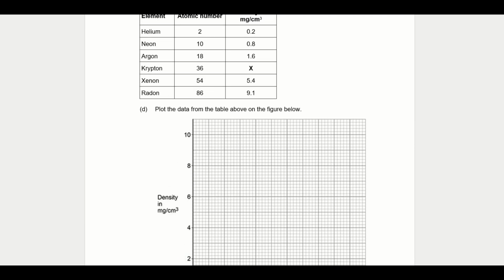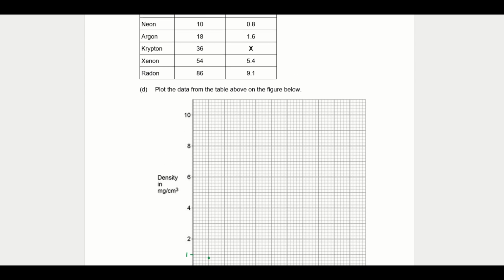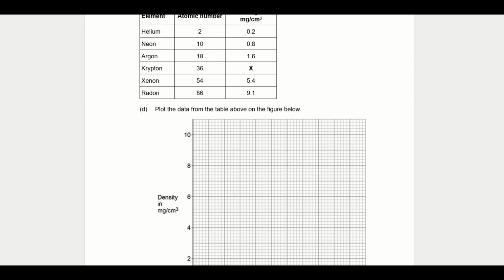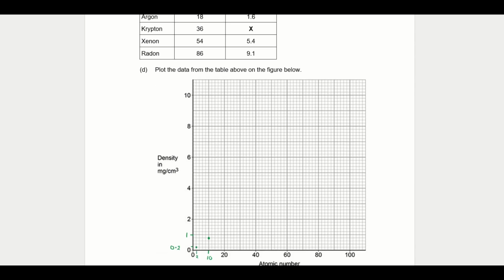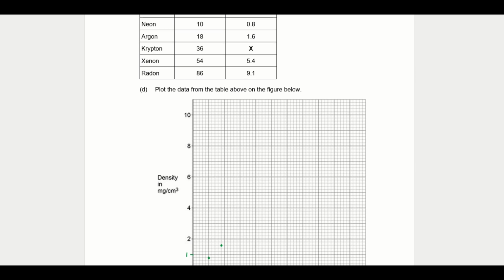And then it says neon has atomic number of 10 and a density of 0.8. So atomic number 10, density 0.8. I'm going the fourth square up because I know each square is worth 0.2, so that's there. Then I've got argon, atomic number 18, density 1.6. So atomic number 18 is going to place me there. 1.6 will be the third square up from number 1. So that's that one. And krypton I can't do because we don't know the value.